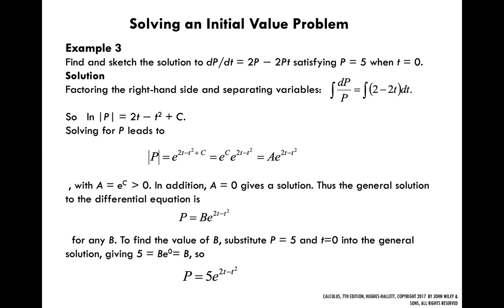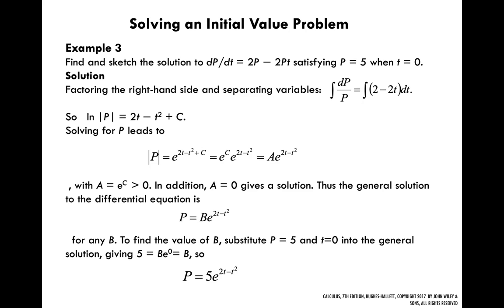So a third example here: find and sketch the solution to the differential equation dP/dt is 2P minus 2Pt, satisfying P is 5 when t is equal to 0. So this is an initial value problem. And that means we first find the general solution. We do the separation of variables on the differential equation. And then with the additional information that P of 0 is 5, we can figure out what that constant has to be for our particular solution.